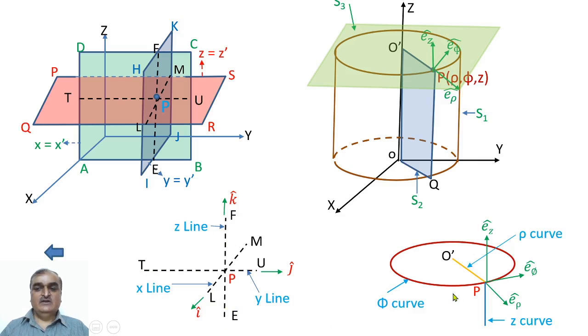In cylindrical coordinates, along OP, that is the rho curve, the rho coordinate varies. On this circle, the phi coordinate varies, and along this line PQ, the z coordinate varies. Therefore, this is the z curve. This way, we have the rho curve, phi curve, and z curve.